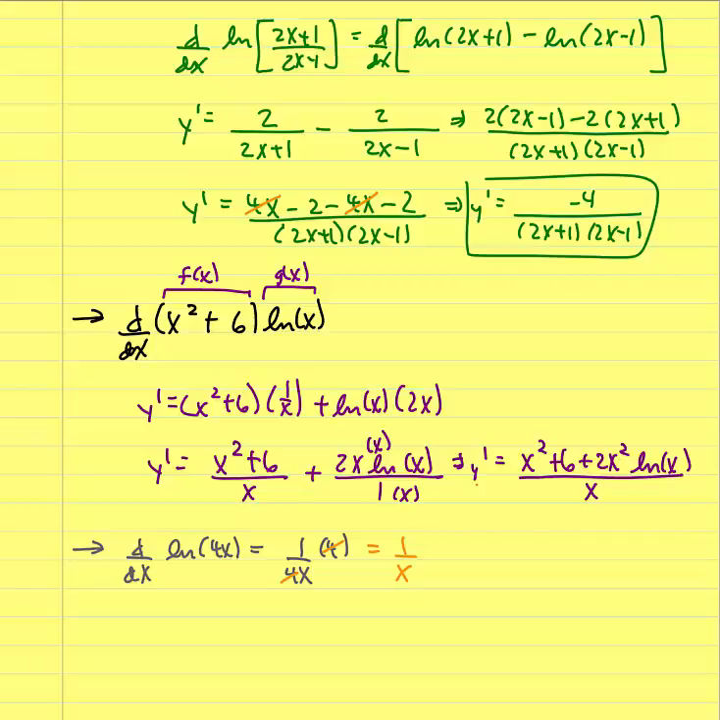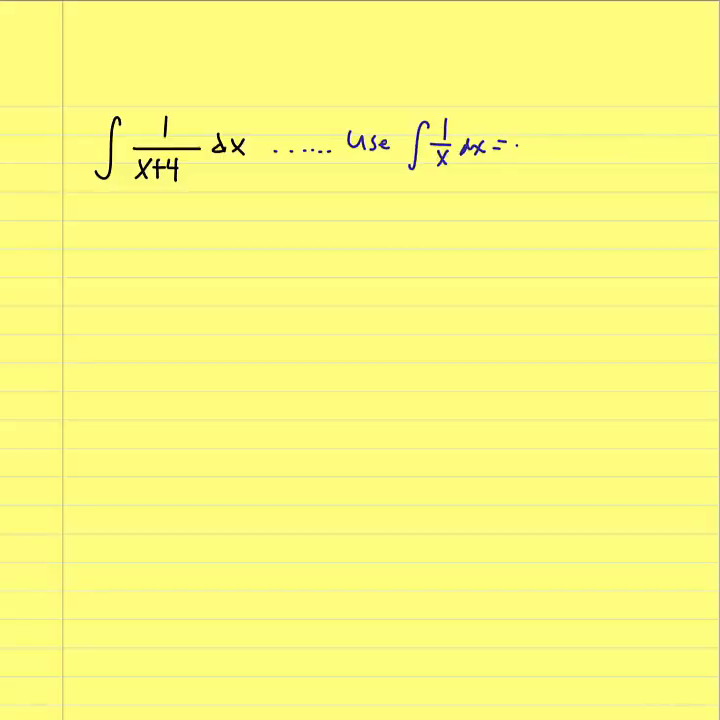Now when we're looking at derivatives, we can also start thinking about antiderivatives. So antiderivatives, let's look at the integral of 1 over, let's say, x plus 4. So what we do here, and remember what we figured out before with our properties of logs. We want to use the fact that the integral of 1 over x dx is equal to natural log absolute value of x plus c.